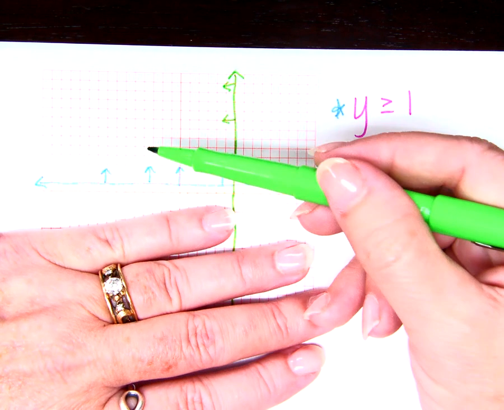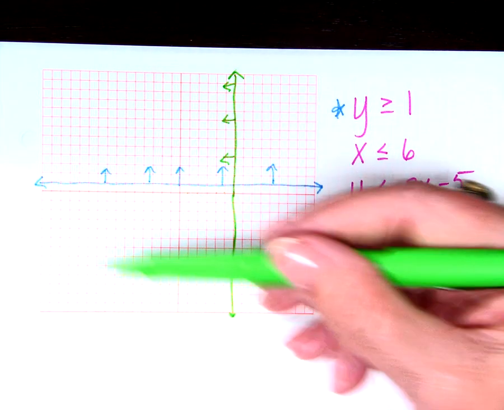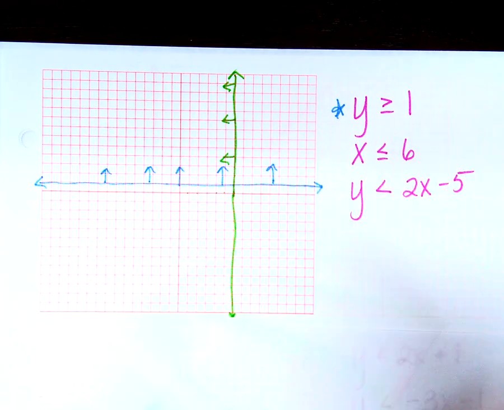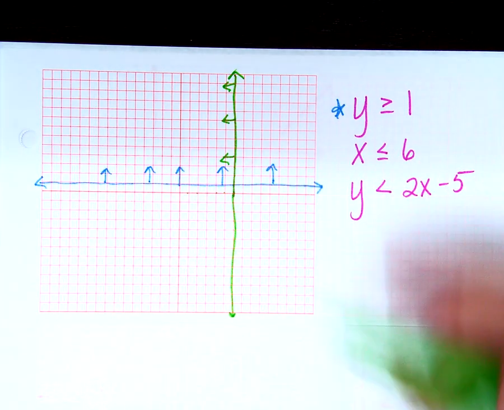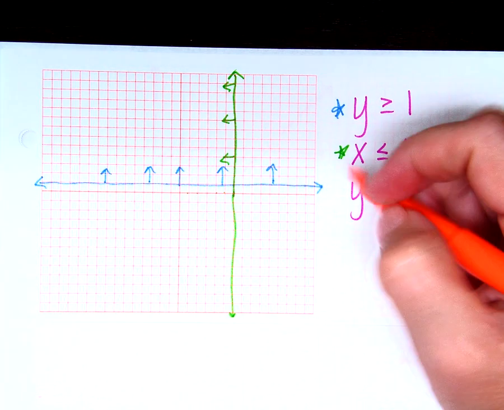Exactly. I already know it's above the blue line. I know it's not down here. My solution is not down here, so I don't need any arrows down there. Does that make sense? Okay, last inequality.